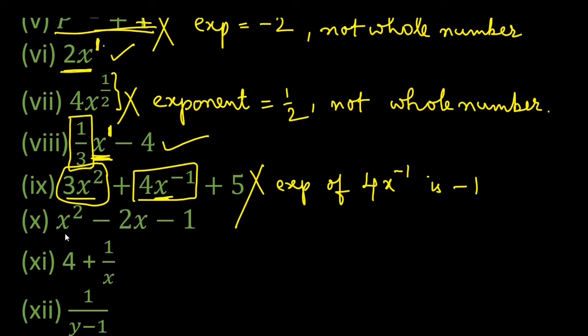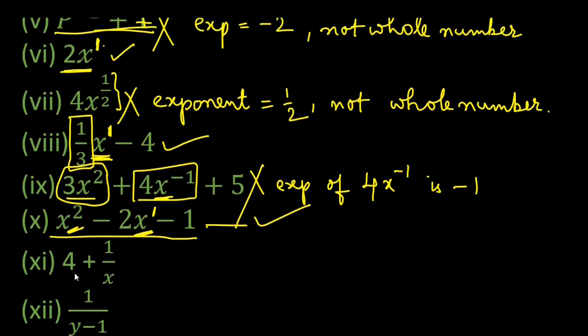Another one, x square minus 2x minus 1. Here the exponent of the variable is 2. Here the exponent of the variable x is 1. 2 and 1, these are whole numbers, so this is a polynomial.